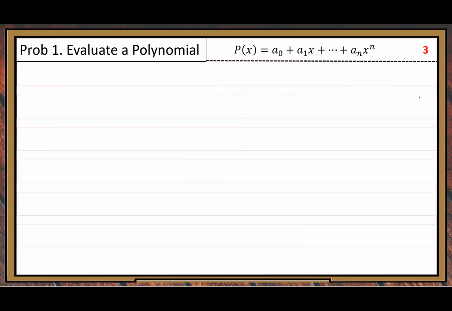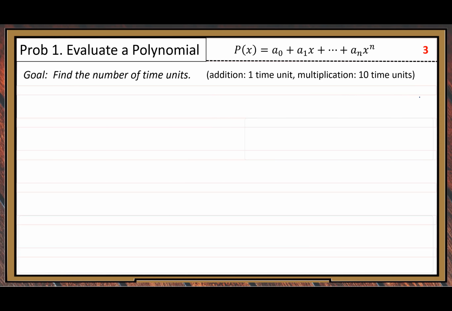So with this simple assumption, we can integrate additions and multiplications. We can measure them in number of time units. Now we get a stable measure, and it's also a fair measure, right? Now our goal becomes finding the number of time units for our first method.